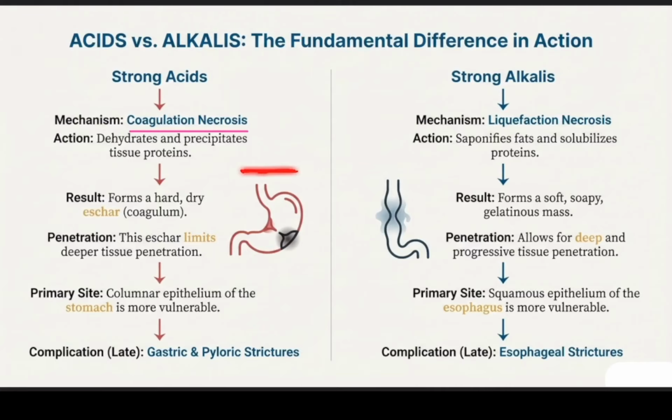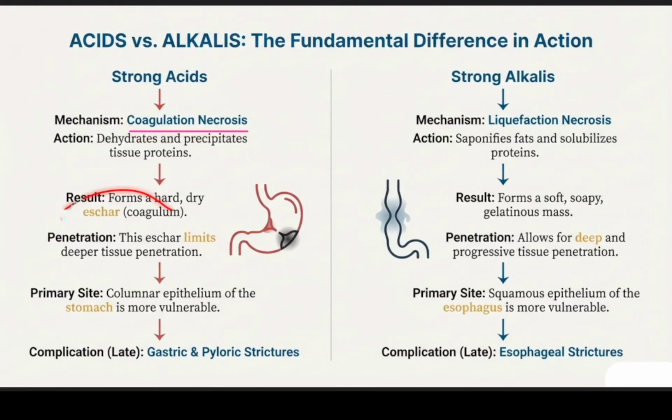Now, what you need to remember is where exactly it happens. Remember, the columnar epithelium of the stomach is the area where it is more vulnerable, and because of that there can be gastric and pyloric strictures formed. You can see over here, a gastric and pyloric stricture. So remember, there is going to be coagulation necrosis and eschar formation. Once this eschar is formed, it will limit the penetration.